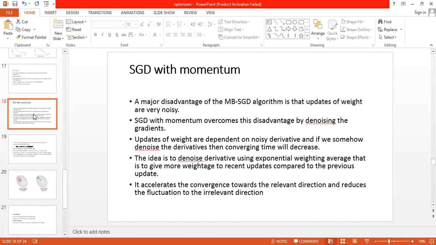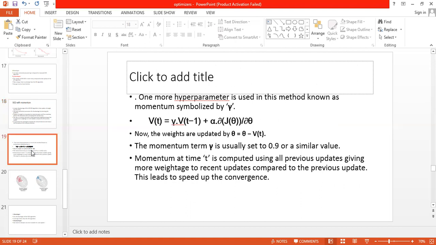Compared to the other optimizers, here we are calculating the derivative by using an exponential weighted average, which means it gives more weight to the recent updates compared to the previous updates, and the updated values also take the direction into account. So it accelerates the convergence in the relevant direction towards the local minima, and reduces the fluctuation also. Therefore the noise becomes less in this gradient calculation.